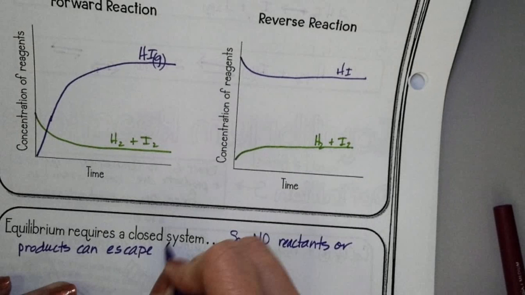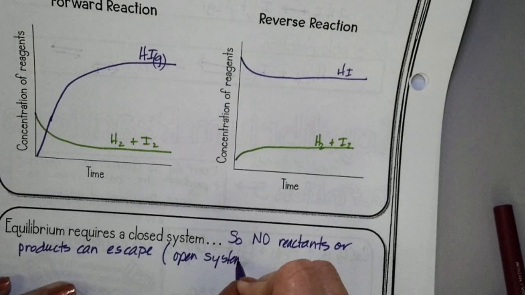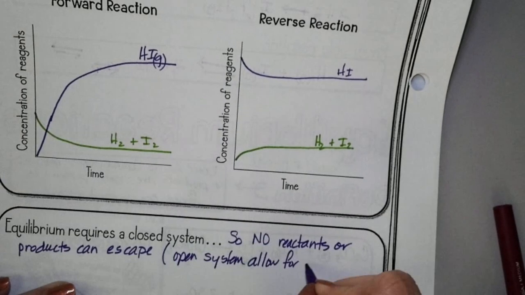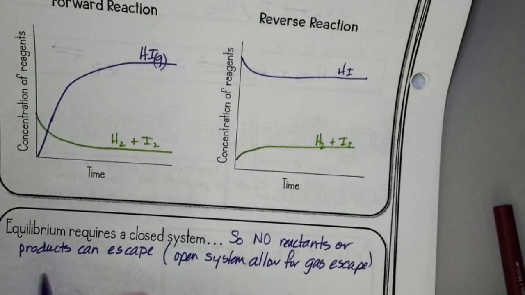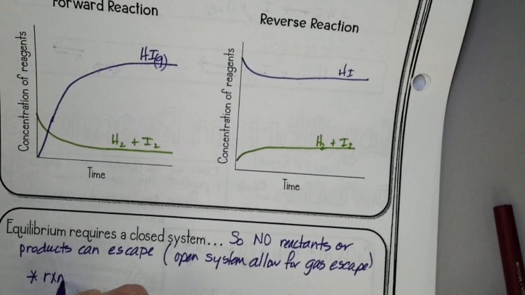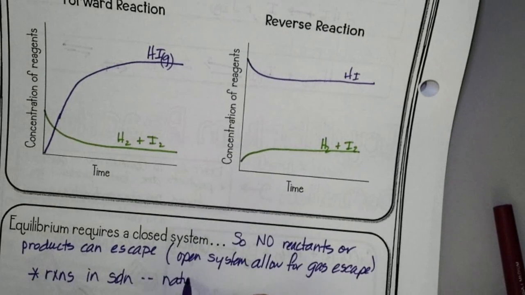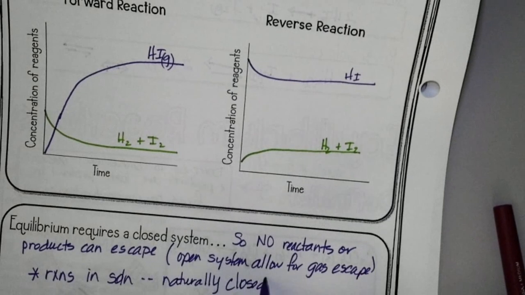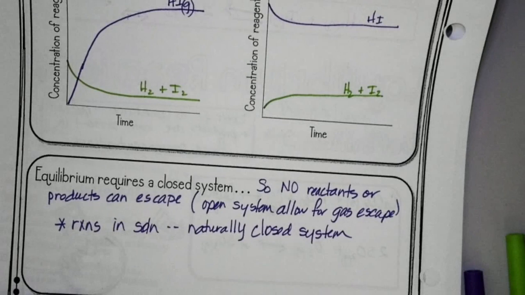Reactions in solutions are the best. Reactions in solution are a naturally closed system. So when you have these reactions in solution, it's not a problem. You don't have to have a lid on it or anything. As long as you make sure that you're not letting stuff leak out, then you're fine. It's the gaseous ones. If you put two solutions together and a gas is formed, then you're going to have to make sure that the system is closed. And it's tough when you're dealing with gases to have a closed system.